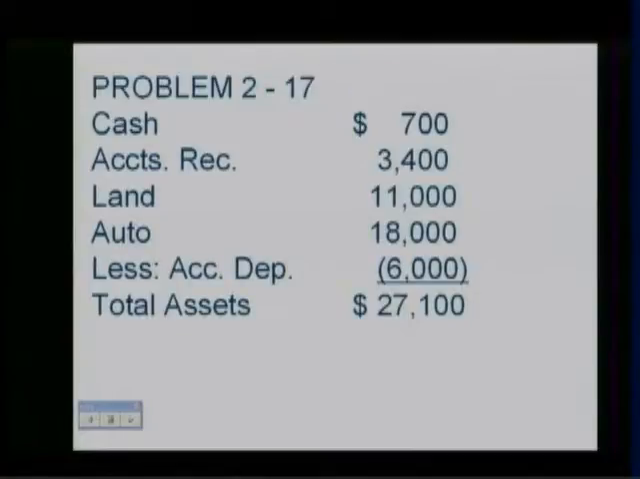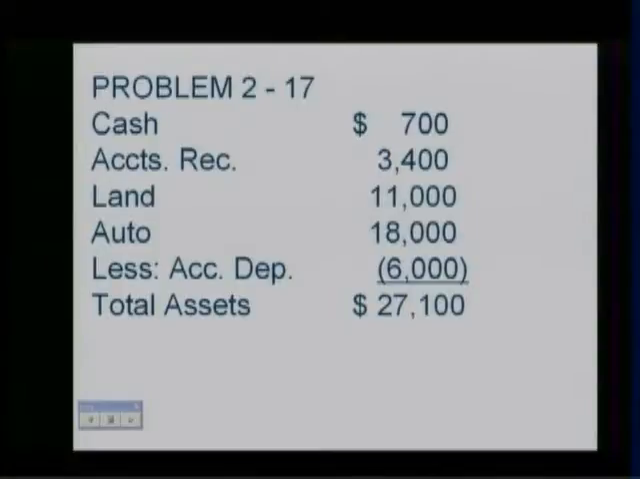In Part C, they tell you the land cost Blue Company $11,000. It was recently assessed for $15,000. Historical cost, remember we recorded what we paid for it. The land is recorded at $11,000. So now you have all the pieces you need to add up for your total assets. You should get total assets of $27,100.